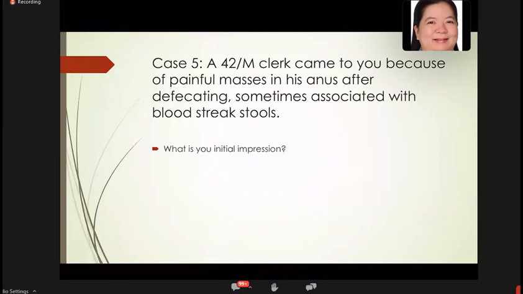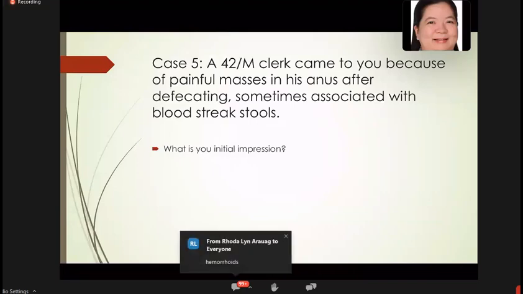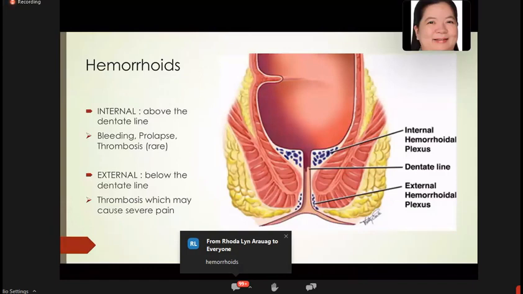Next case, okay? Last case to, no? We have a 42-year-old male clerk, no? Came to you because of a painful masses in his anus or in his anal area. Usually happens after defecating, no? Sometimes associated with blood streak stools, okay? So, ano to? Medyo giveaway na to. What is your impression? So, hemorrhoids, no?